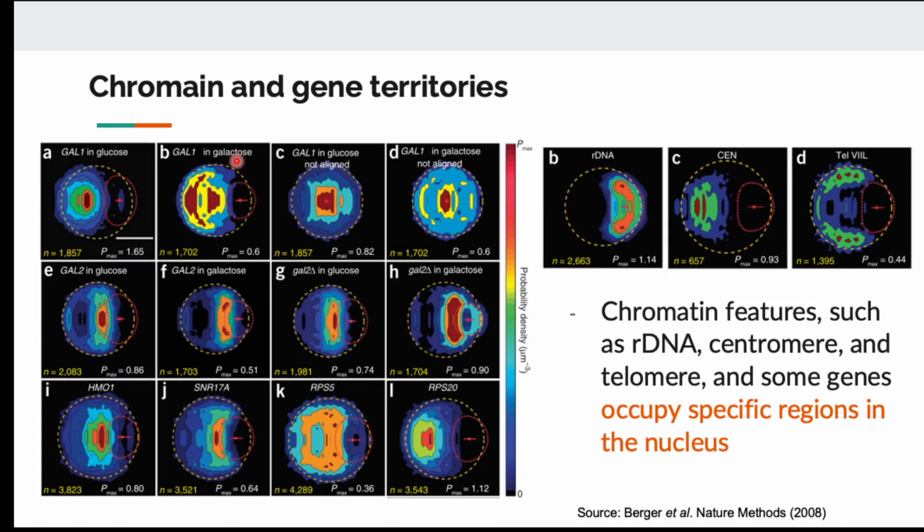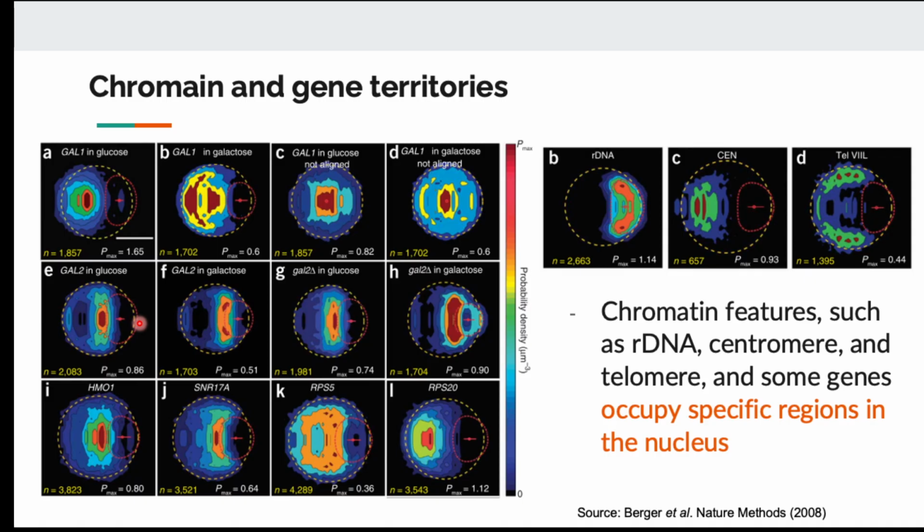But if we change from glucose to galactose, we found that the position of GAL1 is now not regulated. It can be anywhere inside this half of the nucleus. So under galactose condition, GAL1 is no longer controlled. It can float to anywhere. If we look at GAL2 in glucose condition, it is located in the middle between the centromere and the ribosomal DNA.